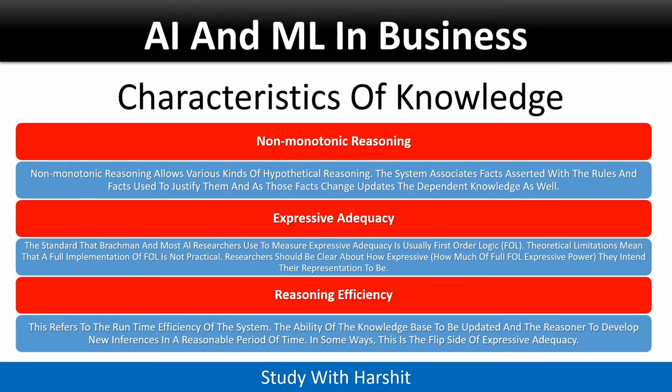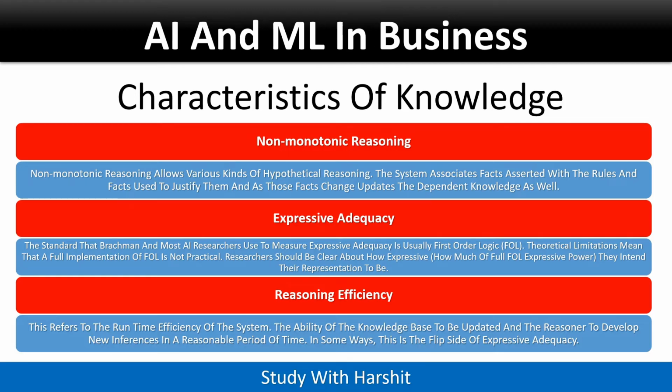Non-monotonic reasoning allows various kinds of hypothetical reasoning. The system associates facts asserted with the rules and facts used to justify them, and as those facts change, it updates the dependent knowledge as well.